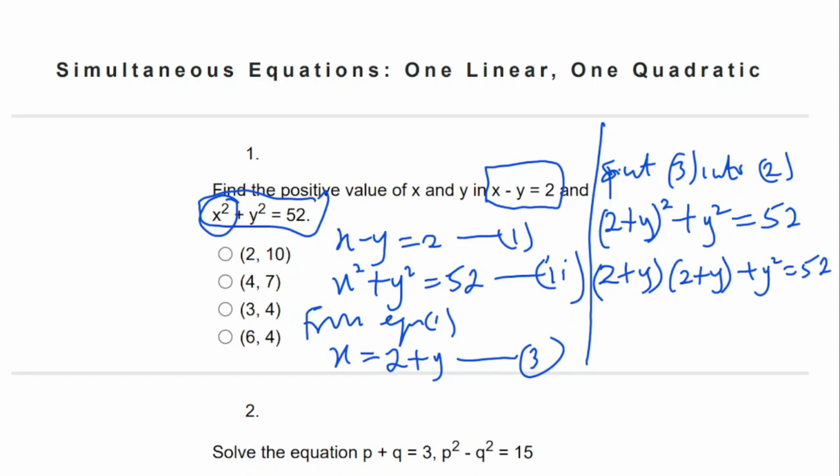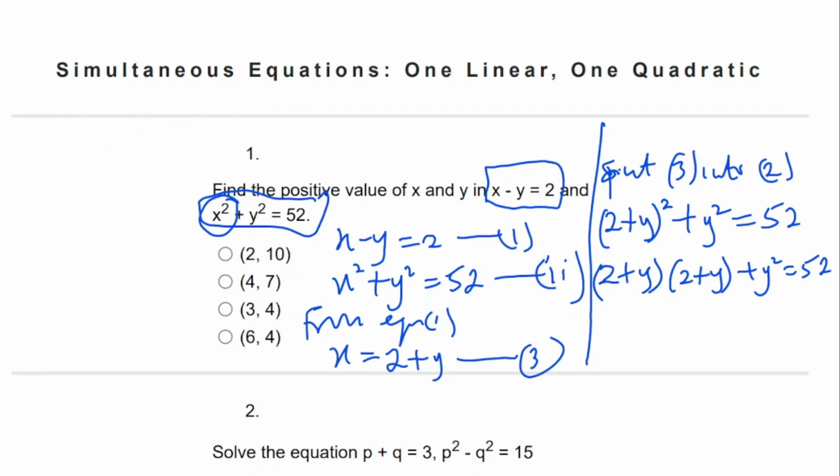Now take note of something here. We have 2 plus y squared. It's not the same thing as 2 squared plus y squared. If you do it this way, you'll be wrong. Exactly, so you don't have to do it this way. So move to the next stage.